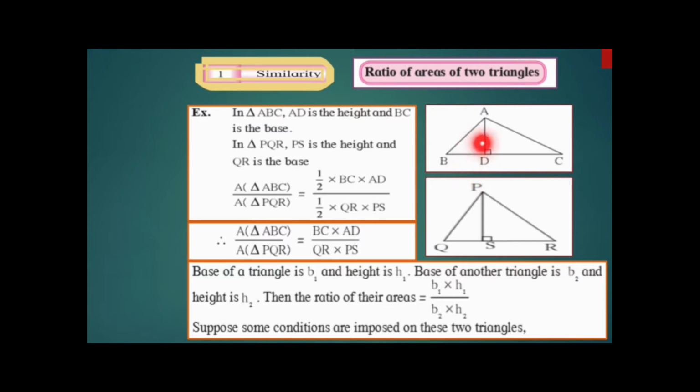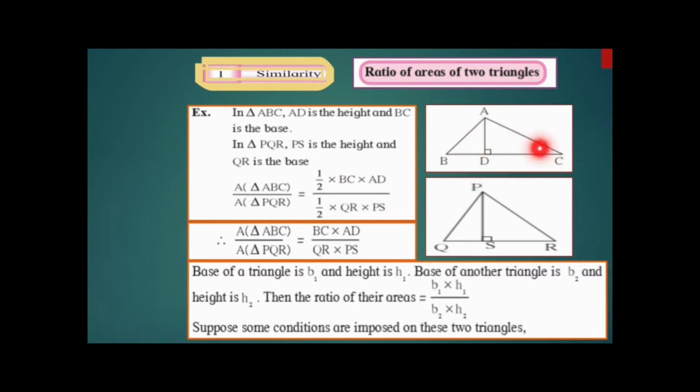So here we consider two triangles, triangle ABC and triangle PQR. In the first triangle, base is BC, height is AD. In the second triangle, base is QR and height is PS. So see, in triangle ABC, AD is the height and BC is the base. In triangle PQR, PS is the height and QR is the base.